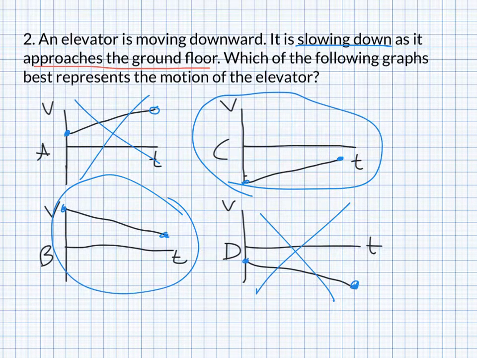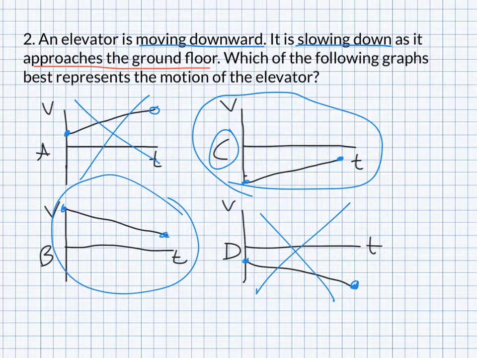So we need more information then. It's moving downward. That's the key to this. Which of these 2 is moving downward? Well, assuming that up is the positive direction and down is the negative direction, it needs to have a negative velocity if it's moving downward. And only one of these has negative velocities, and that would be C.